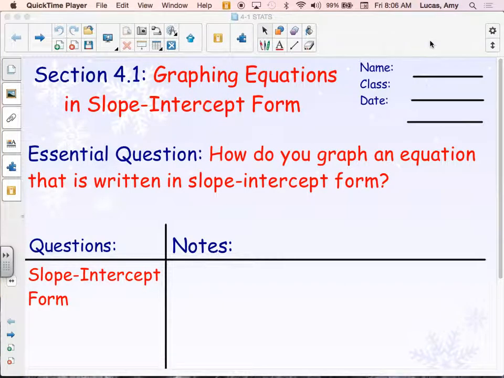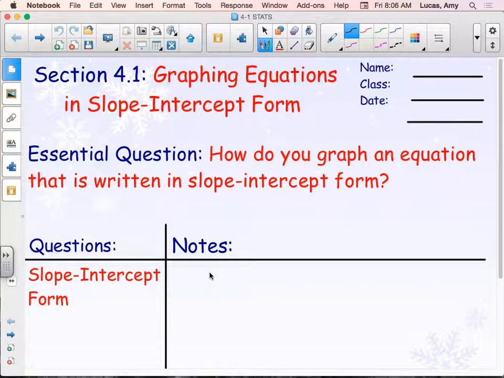Lesson 4.1, Graphing Equations in Slope-Intercept Form. Our essential question is, how do you graph an equation that is written in slope-intercept form? Slope-intercept form we've worked with previously in Chapter 3.